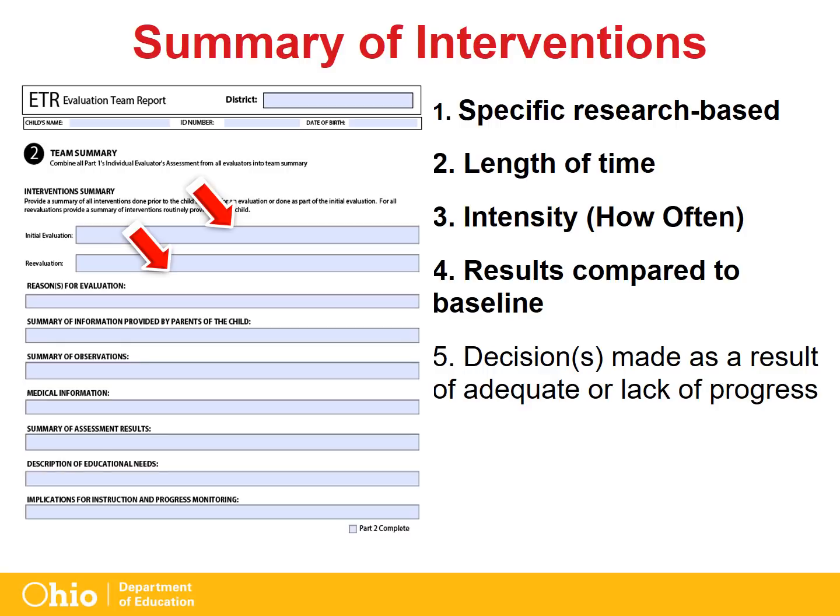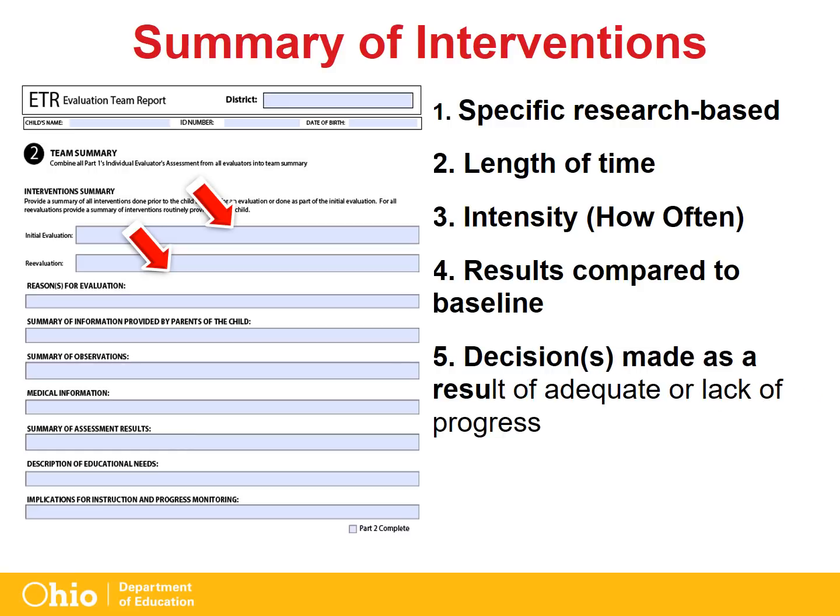For instance, on a timed reading fluency test, the student read an average of 33 words per minute at the start of the intervention, compared to an expected grade level performance of 80 words per minute. At the end of the intervention period, 6 weeks, the student was reading an average of 46 words per minute.